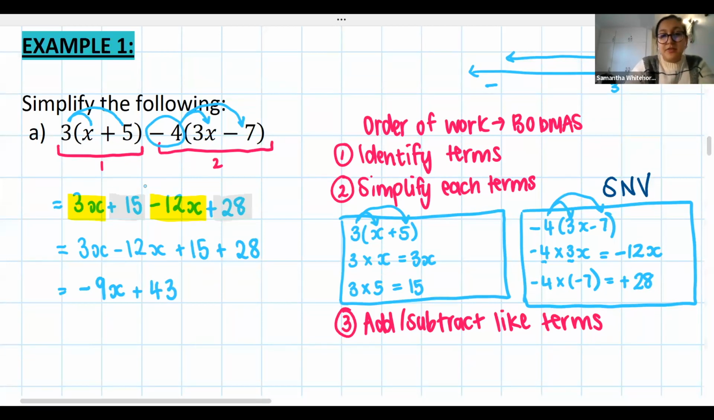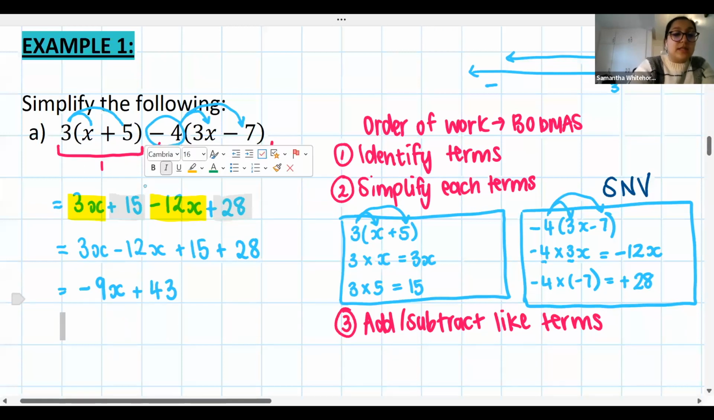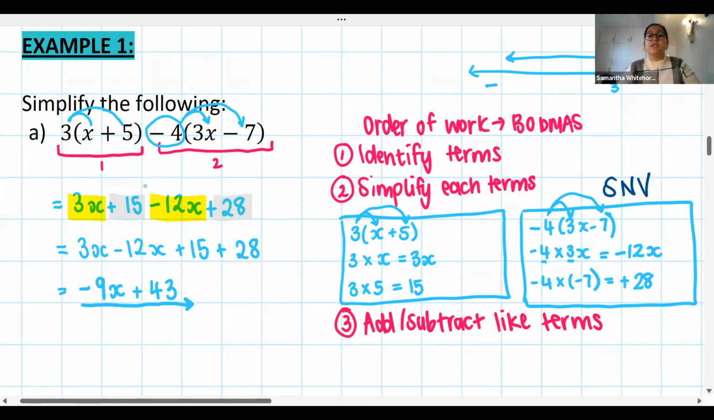Yes, positive 43. We always double check to see if we have any more like terms. I don't in this case. This term has an x. This term has no variables, so they're not like terms. And once I've completed adding and subtracting my like terms, I have simplified my expression.